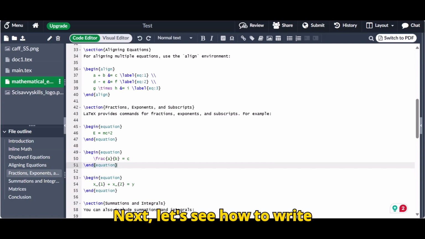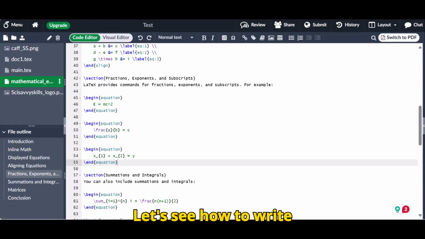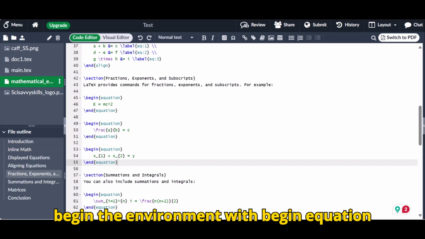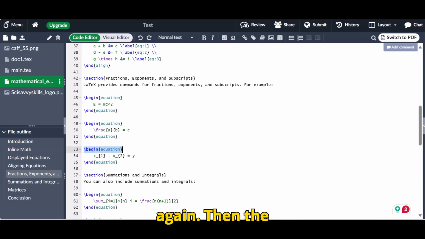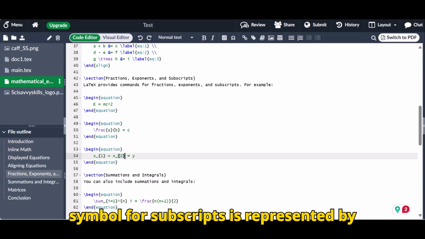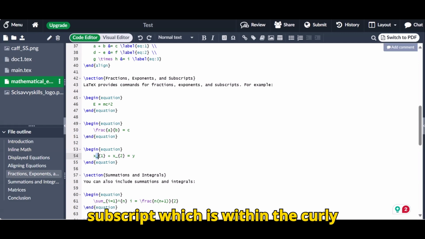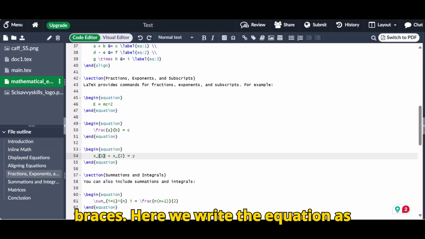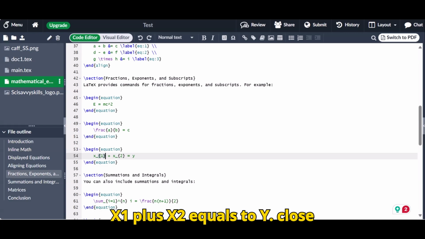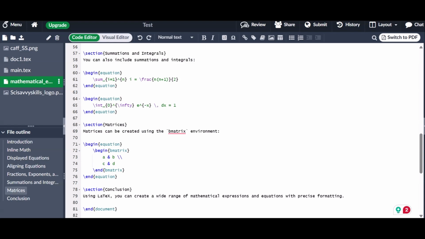Next, let's see how to write subscripts. For subscripts, begin the environment with begin equation again. Then the symbol for subscripts is represented by underscore followed by the text for the subscript, which is within the curly braces. Here we write the equation as x1 plus x2 equals to y. Close the environment by the end equation command.